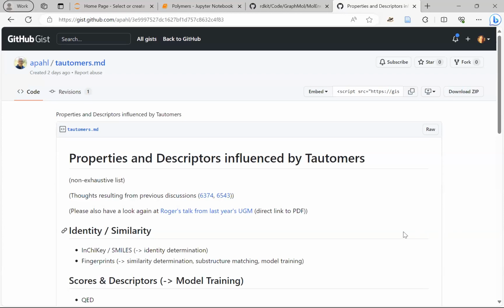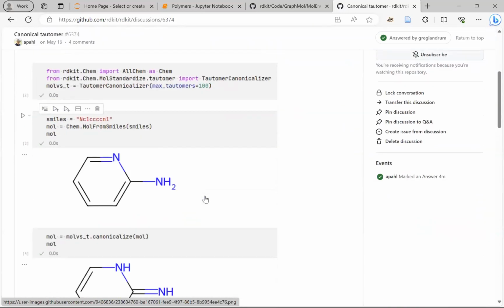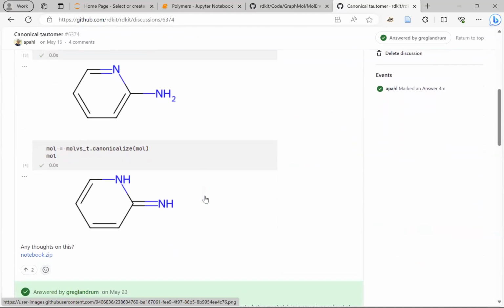And so for me, this all started when I realized that the canonical tautomer of some of my structures didn't look at all like I expected them to look. I noticed this in this example of the aminopyridine, which was canonicalized into this exocyclic imine form, which really didn't go along with my expectations.